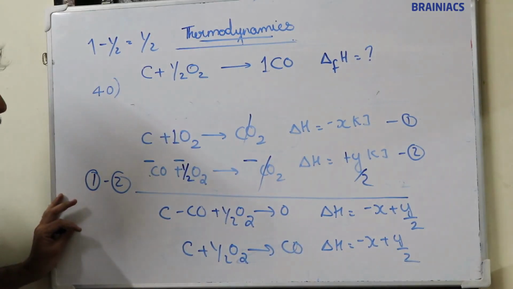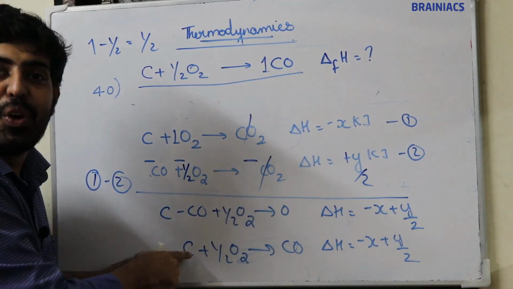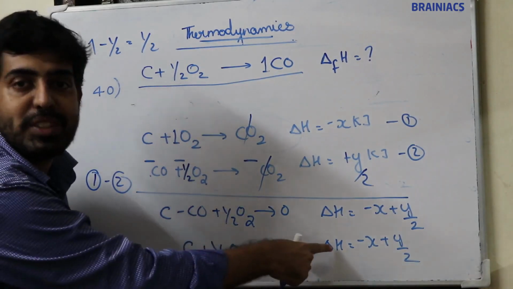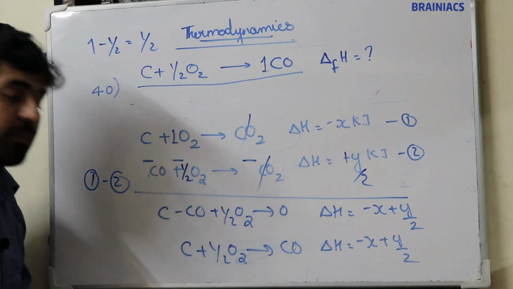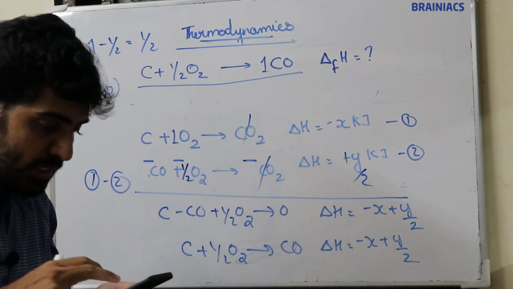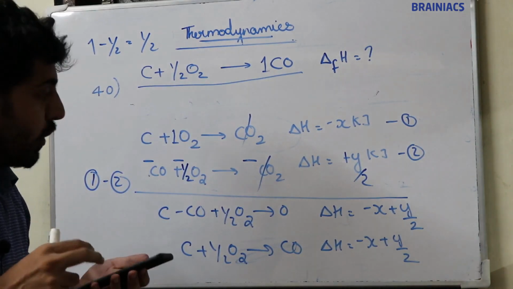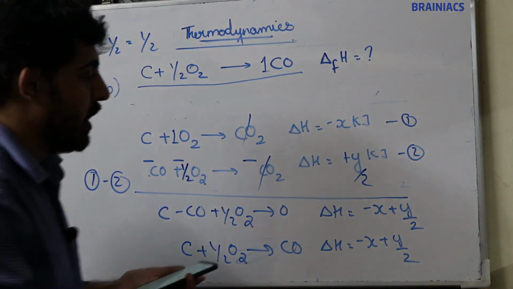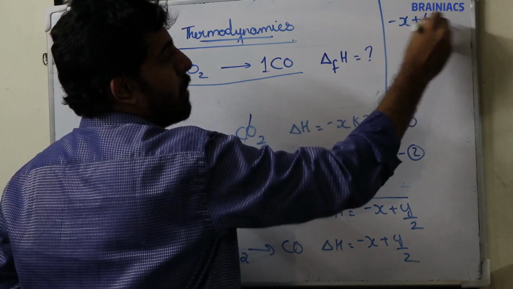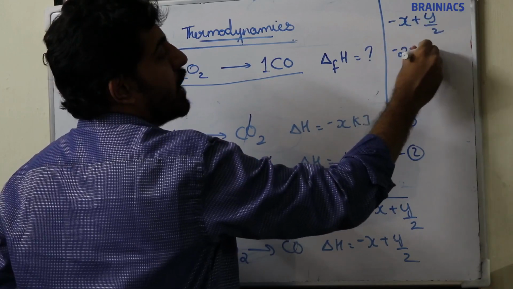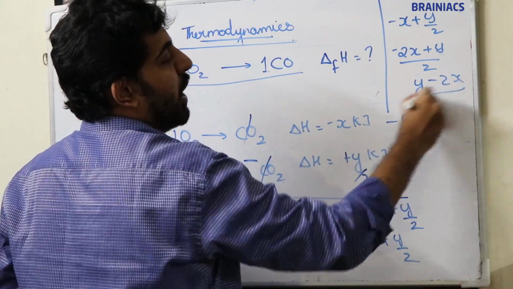Minus x plus y by 2. C plus half O2 giving CO. So we got the equation, C plus half O2 giving CO, and delta H value is minus x plus y by 2. Now, in the options, you cannot find a value like that, so I am cross multiplying this one. Minus x plus y by 2 can be written as minus 2x plus y by 2, or y minus 2x by 2.